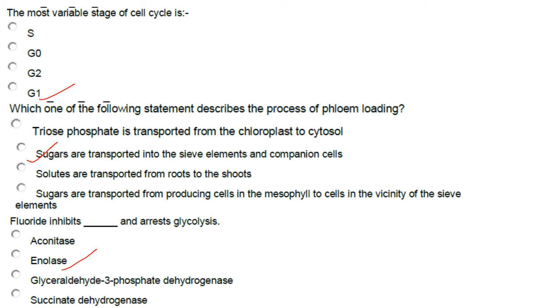Then next one. Fluoride inhibits dash and arrests glycolysis. So fluoride inhibits enolase and arrests glycolysis. Enolase is used to convert 2-phosphoglycerate to phosphoenol pyruvate. So the accumulated 2-phosphoglycerate due to inhibition of enolase gets converted to 3-phosphoglycerate by enzyme phosphoglucomutase. As a result, glucose is not broken down to pyruvic acid and blood glucose level increases.